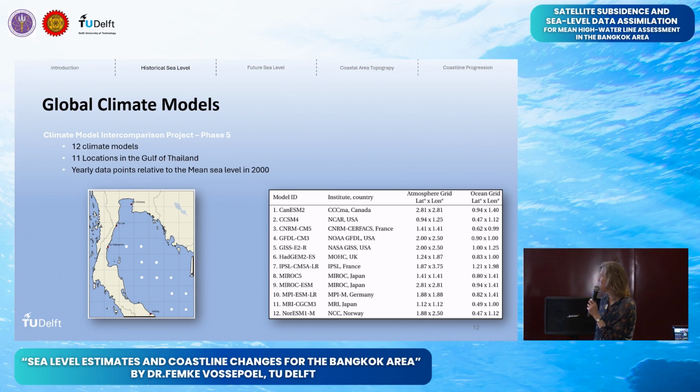Then the model data sets, we have 12 different climate models here. Each of them has a different resolution, but the climate model intercomparison project comes with a product that has this coarse resolution that you show here. And that, of course, gives you a very smooth image of the sea level in the Gulf of Thailand.